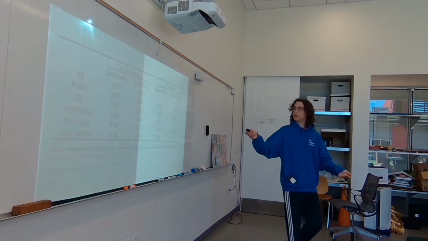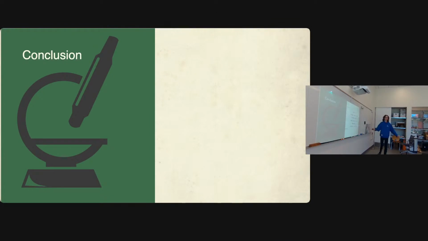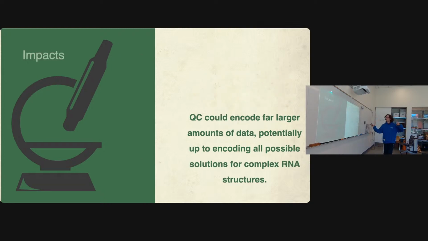So what's the conclusion? What's the impact of this? Basically, this study was able to show that quantum computing, even in its limited baby stage today, is just as effective as classical computers. And of course, quantum computers are not widely available today, but as the technology progresses, as quantum computers become more powerful, this could have huge ramifications that we will talk about now.